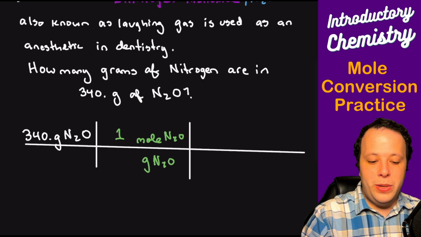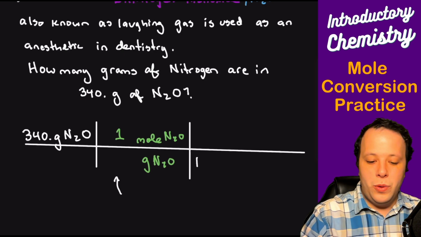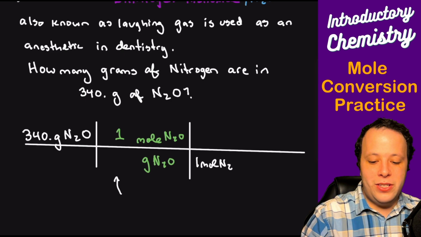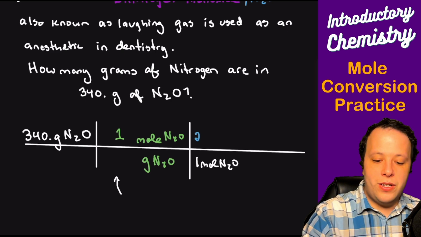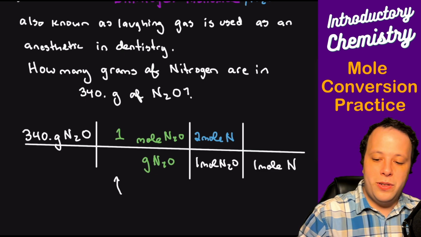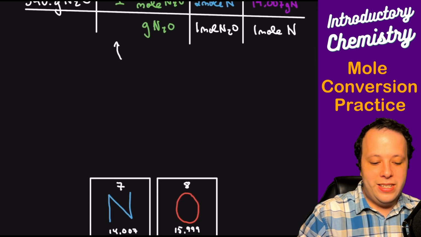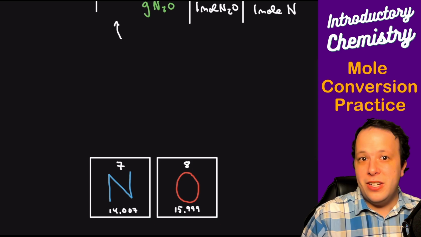Now, what will we do after that? So that means we need to define the molar mass here. We have for every 1 mole of N2O that there are 2 moles of nitrogen. And being that we want to get into grams of nitrogen, we'll have 1 mole of N is equivalent to 14.007 grams of N. So the one thing that we need to do is calculate our molar mass of N2O.